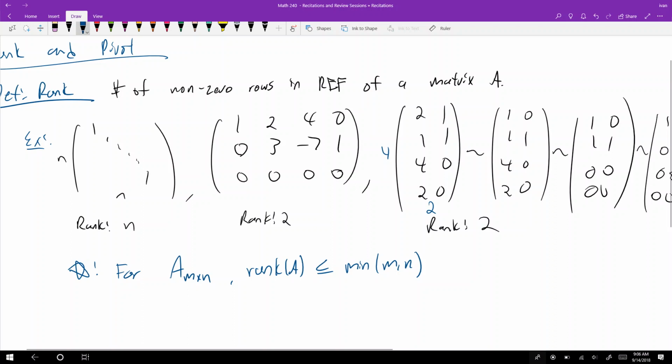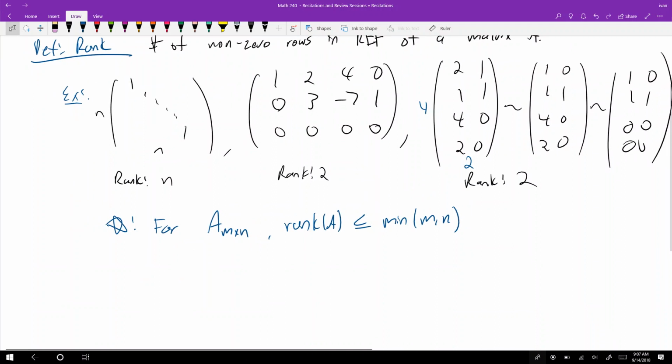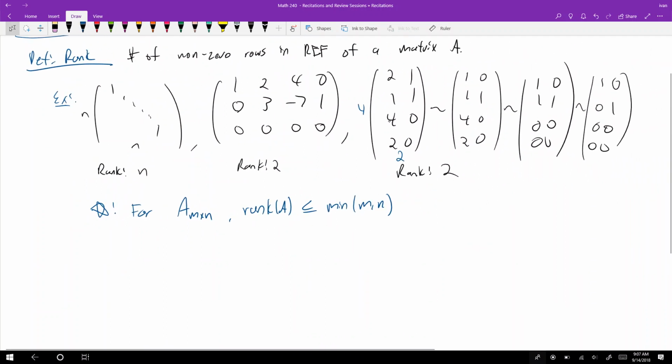It's one of the things they tend to test, knowing that rank has that property. Okay, so 3 or 4 would not have made sense at all in the context of that problem. Okay, let's talk about pivots then.